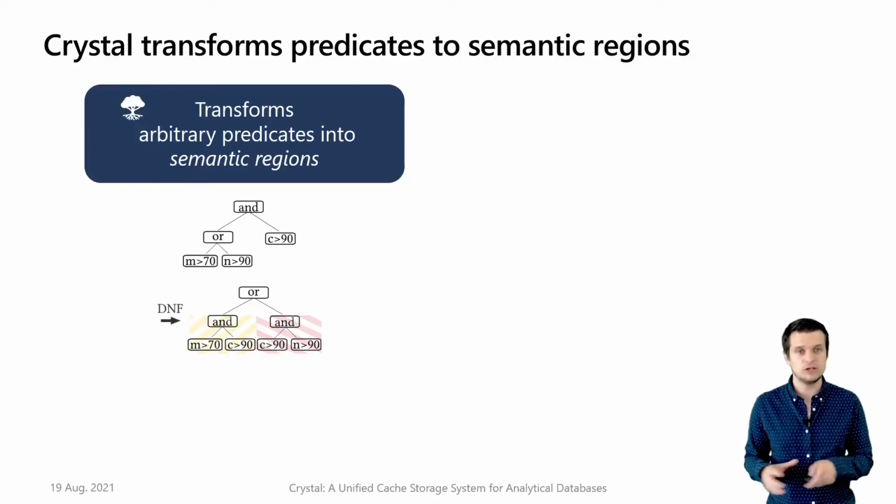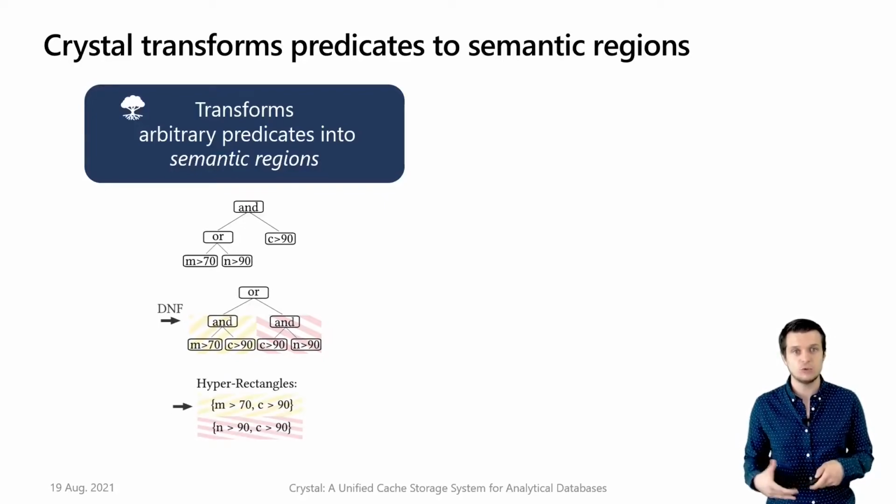With DNF, all the ANDs are at the lower level of the tree and the ORs are on top of it. This allows us to see the individual AND predicates as hyperrectangles, and the OR is the simple combination or union of these hyperrectangles. Note that the hyperrectangles may overlap.